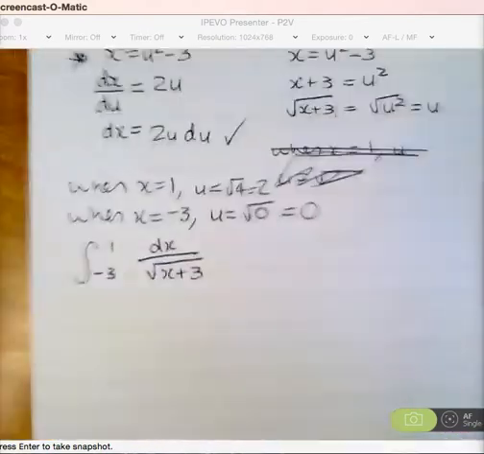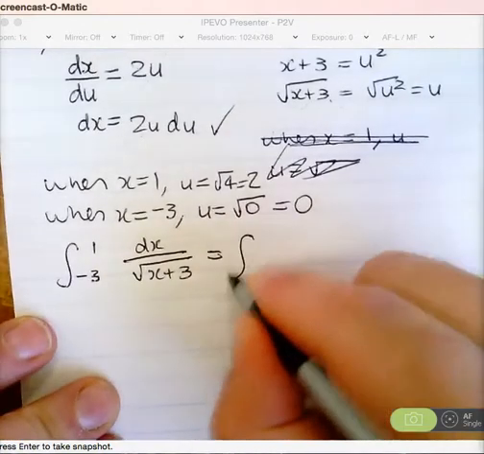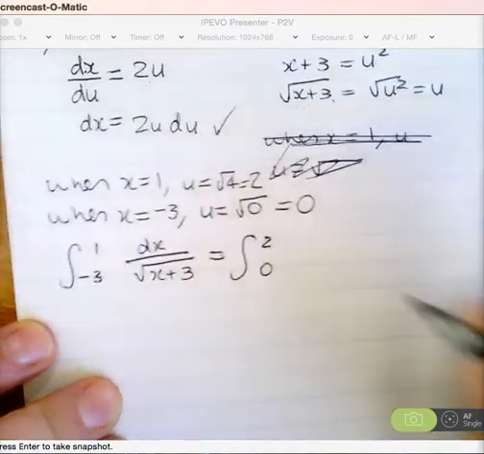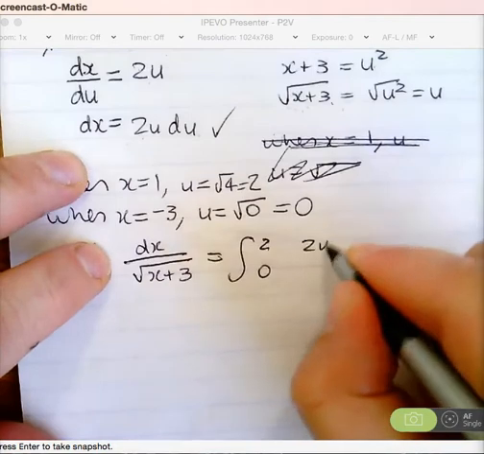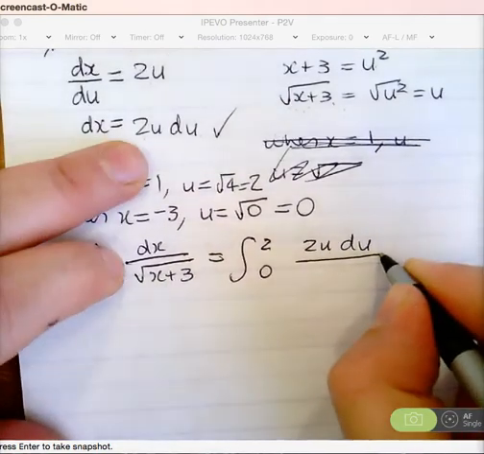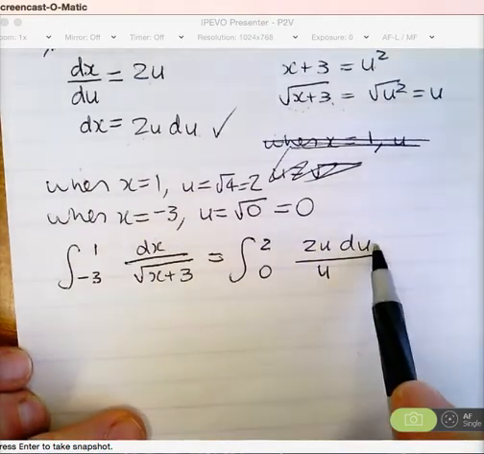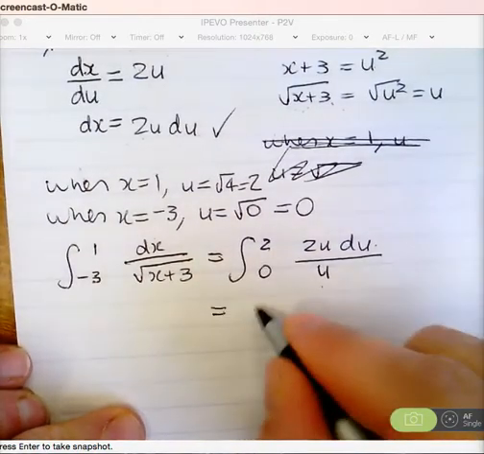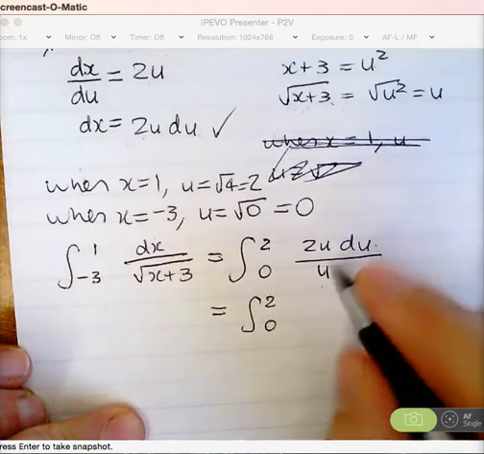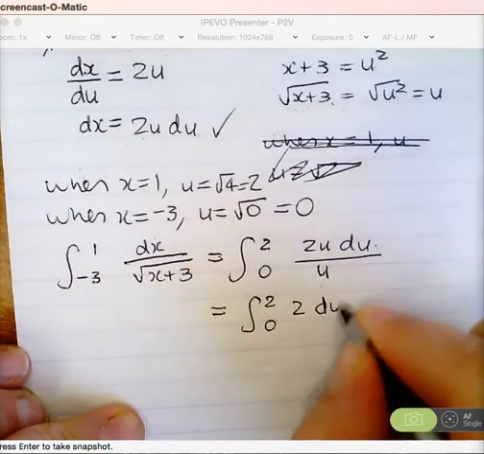All right, so now we're doing this. Change our limits to 2 and 0. Dx is 2u du over, that's u. Dx is on top, which is 2u du over u. The u's cancel. It's the integral between 2 and 0 of 2 du.